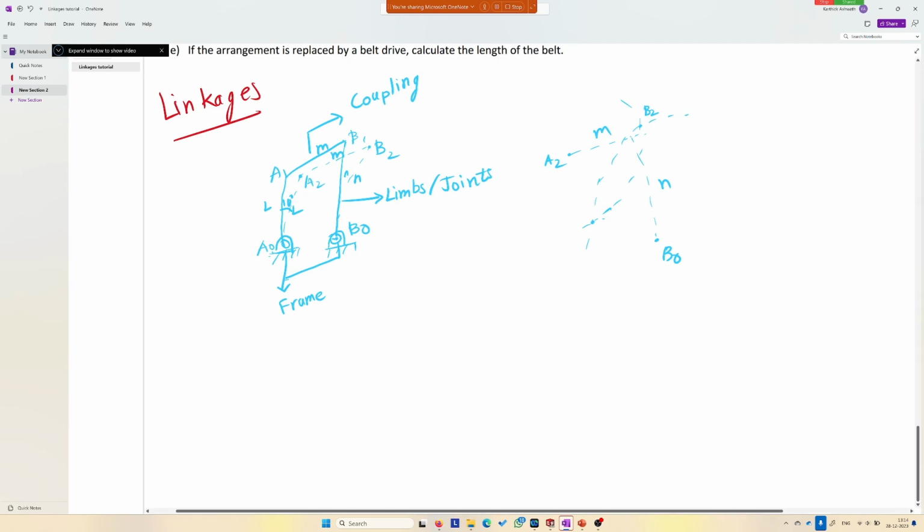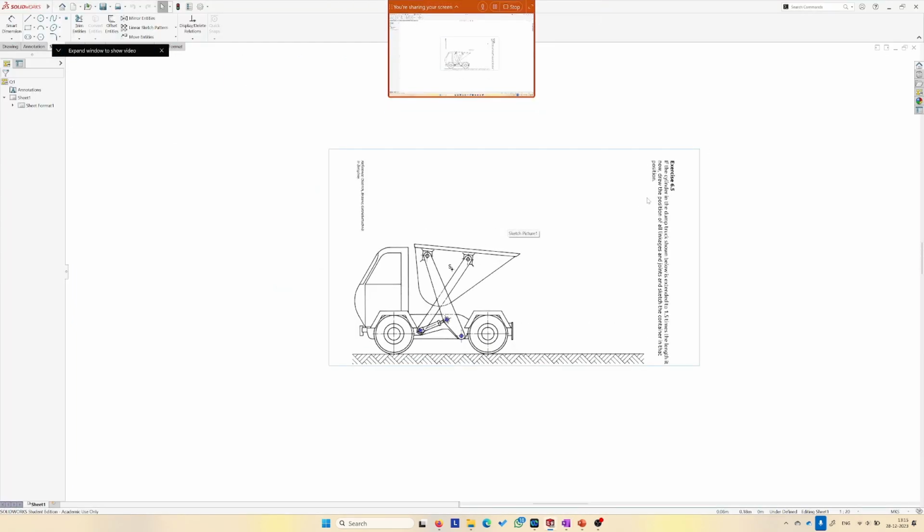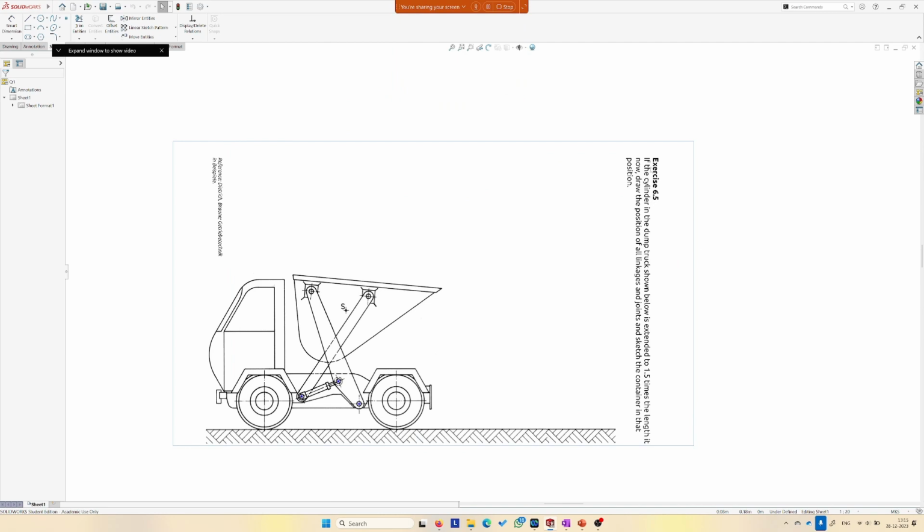So now let me solve an actual example question. Now that the basics are out of the way, I'm going to use SolidWorks to solve. The question here is, if the cylinder in the dump truck shown below is extended to 1.5 times the length it is now, draw the position of all linkages and joints and sketch the container in that position.